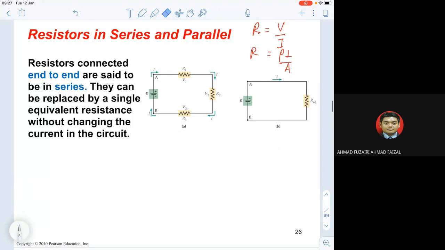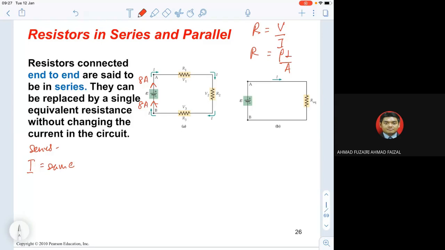Okay, in series, I is the same throughout the electric circuit. Meaning that the I that comes from the positive terminal, let's say it comes with 8 amperes, will come back with 8 amperes. So this is I. I is the same.